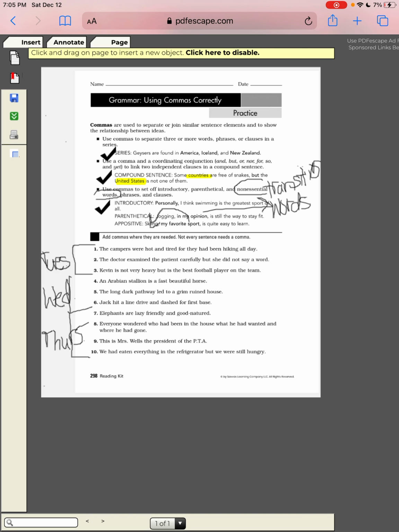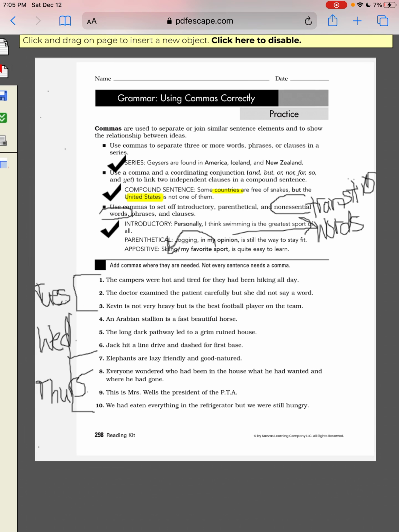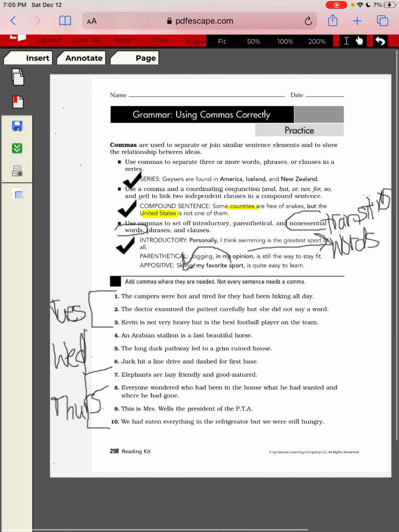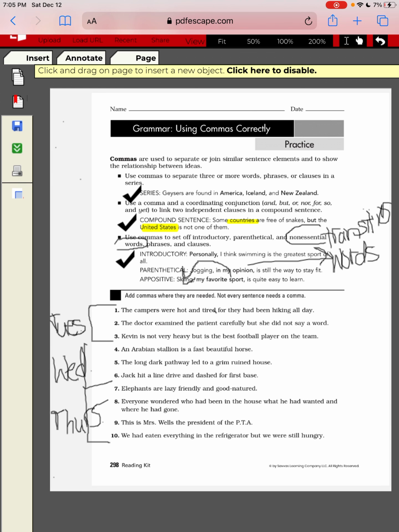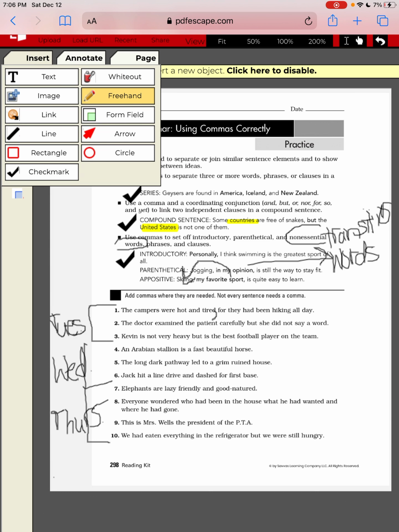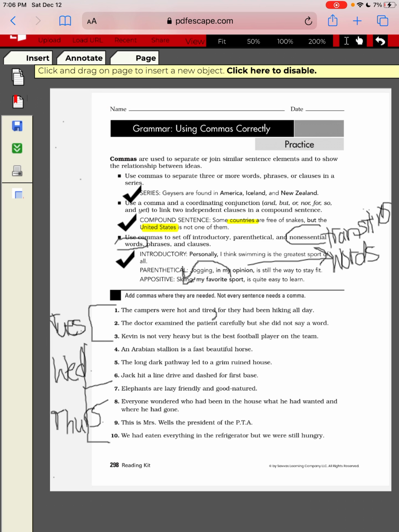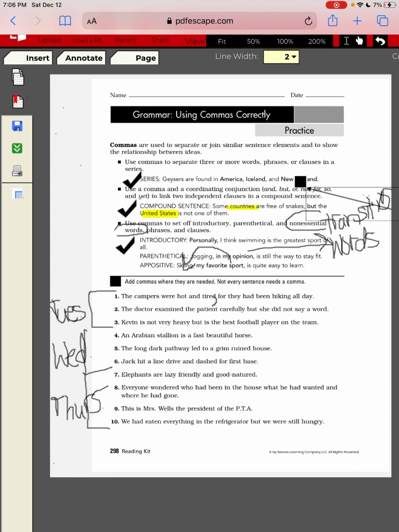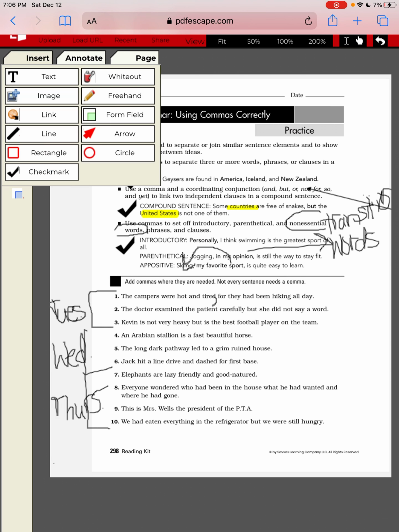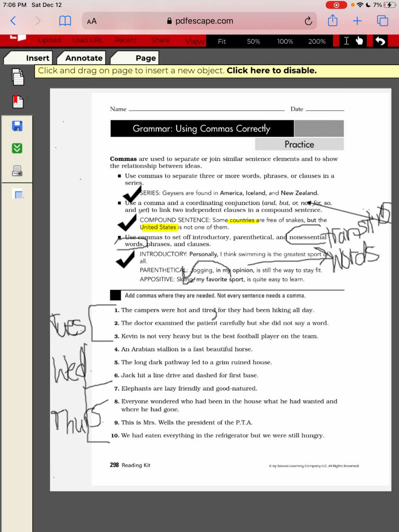Add commas where they are needed. Not every sentence needs a comma. Number 1, the campers were hot and tired, for they had been hiking all day. We put a comma after tired because for is a coordinating conjunction. Well, the easiest way to point that out to you is probably the highlight.